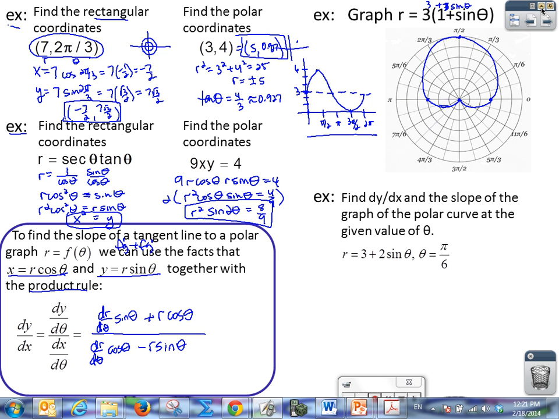Now we're going to use it. Notice how I need dr d theta. So I go over here. We're supposed to find dy dx and the slope of the graph at the given value, which is pi over 6. So I'm going to need dr d theta for my formula. So I'm going to take my r equation and find dr d theta with it, so it's in the proper variables. I don't have to tag. It's got r, theta, dr d theta.